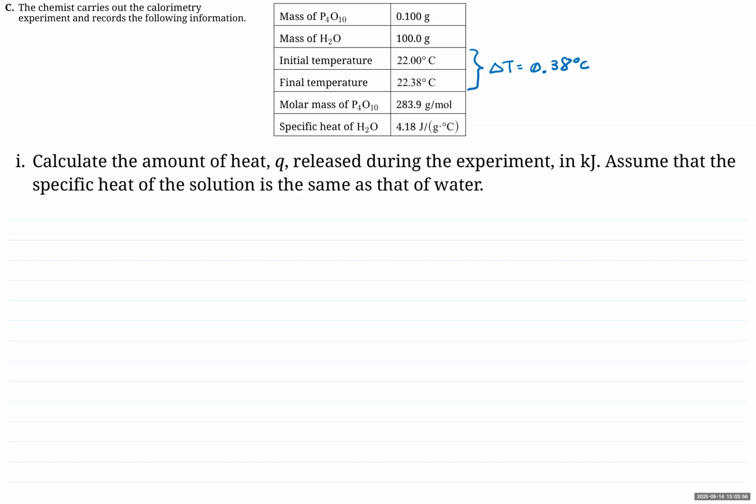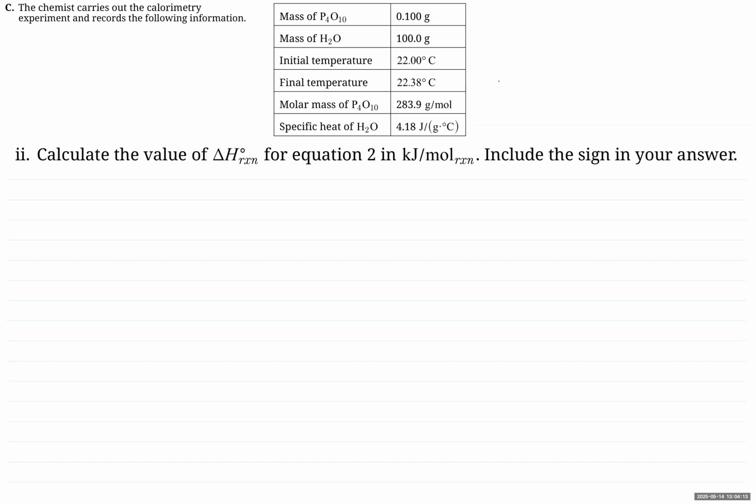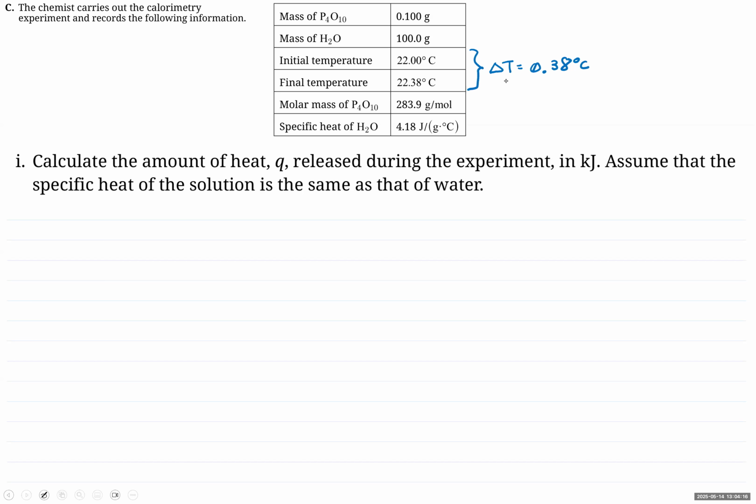All right, so what are we looking at? We're looking at the amount of heat released during the experiment, which means that it's the heat that was released by the white phosphorus, right? Let's see. That is true. However, the temperature change is that of the complete mass, right? That's the mass of water plus the white phosphorus. The white phosphorus is just a small amount, but it is there.